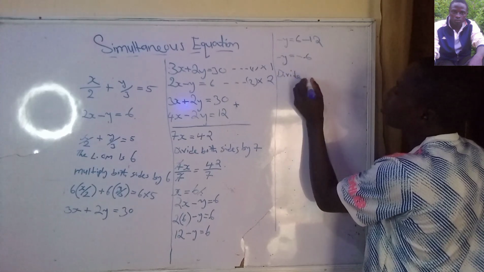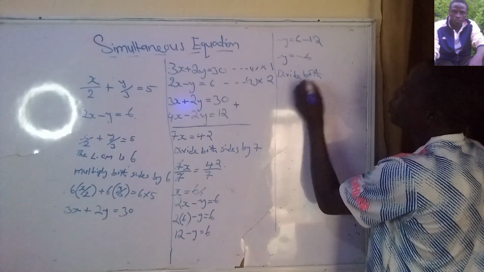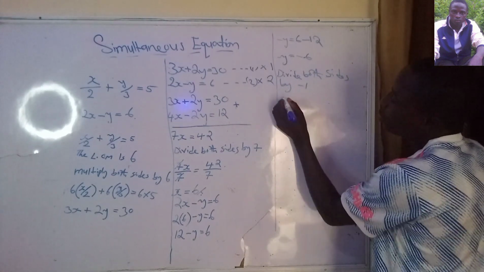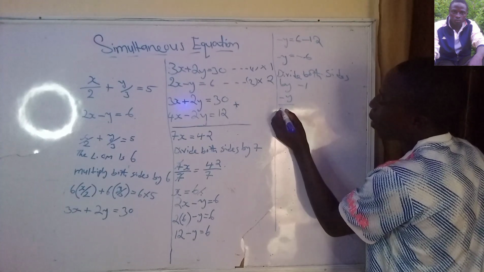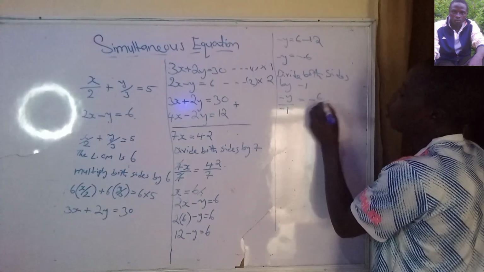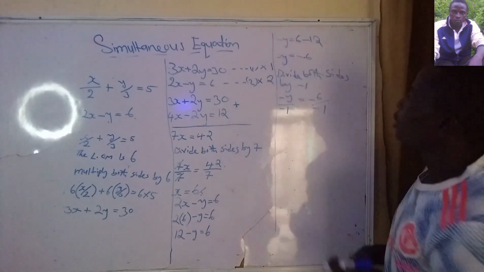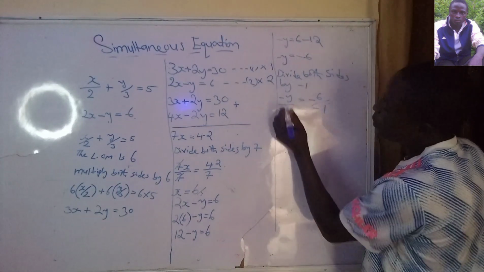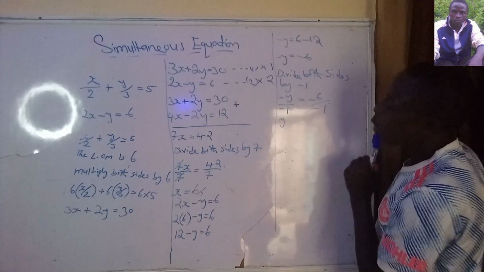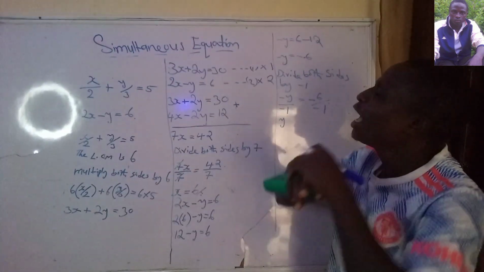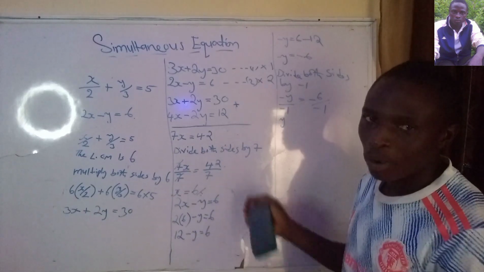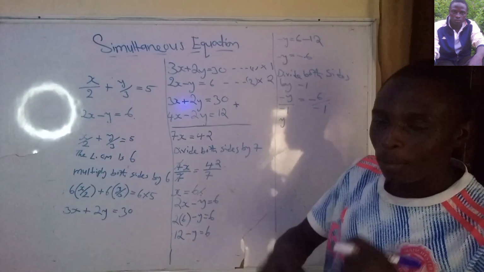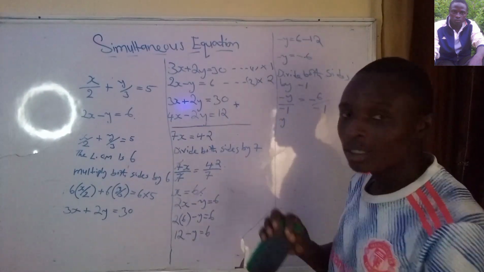Divide both sides by minus 1 means minus y all over minus 1 is equals to minus 6 all over minus 1, so that the negatives will cancel each other. That means negative will go with negative. I will be left with y over 1, which is the same as y, because any number in the world is over 1. Dividing by 1 will change nothing. It will remain the same.